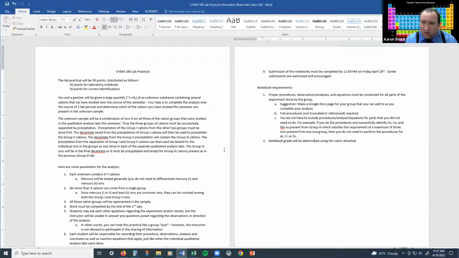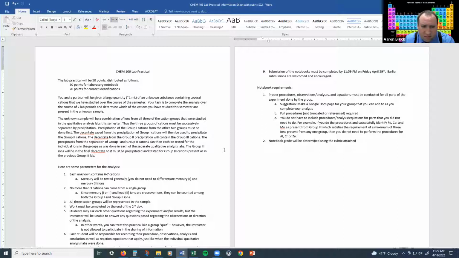You complete the first couple of steps in the group 2 analysis, get all of the sulfides and hydroxides and whatever characterized off, and then you'll split that off, and that'll become the group 3 analysis. So instead of having separate samples for each of those unknowns, what you're going to have is one sample that is going to flow from group 1 to group 2 to group 3.